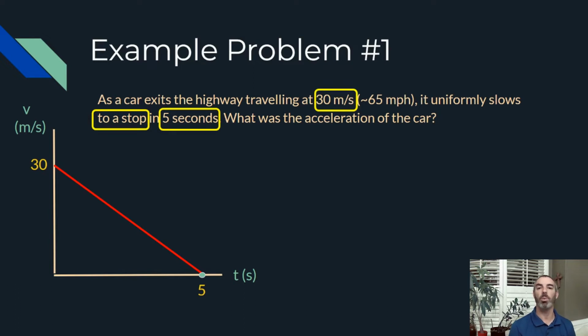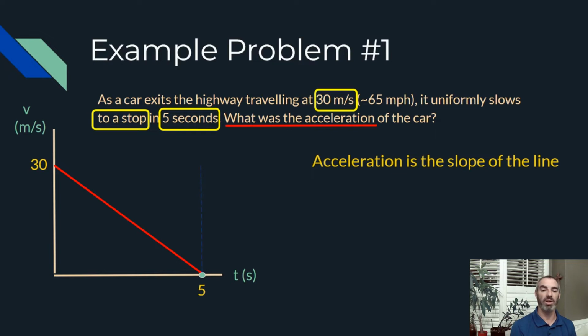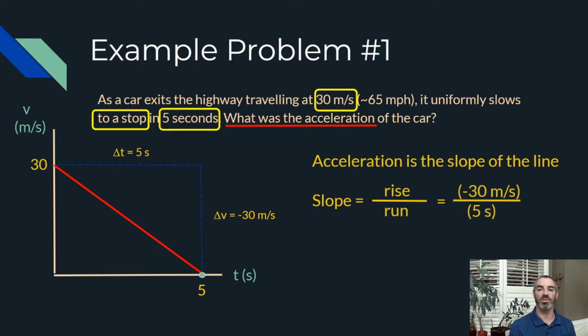Remember, velocity time graphs are always some version of a line in an algebra-based physics course if you are asked to draw it. So we have our initial velocity of 30, took 5 seconds to come to a stop, and we're asked the acceleration. The acceleration is just the slope of the line. So I can find the slope. Change in velocity is negative 30. The change in time is 5 seconds. And I know the basic definition of slope is rise over run. So my rise is negative 30, my run is 5, and that gives me an acceleration, which is my slope, of negative 6 meters per second squared.